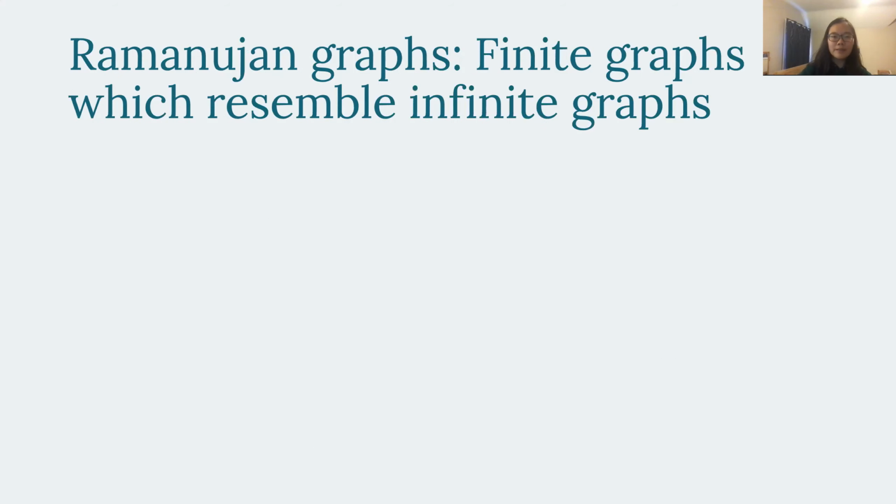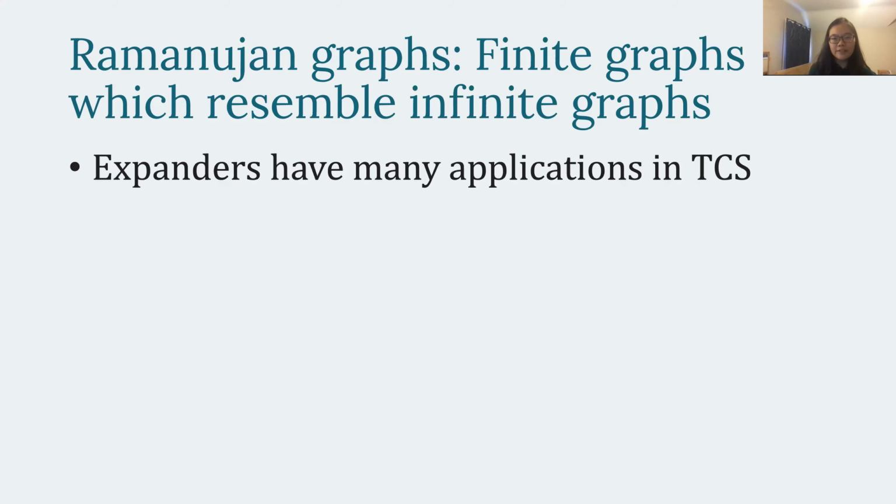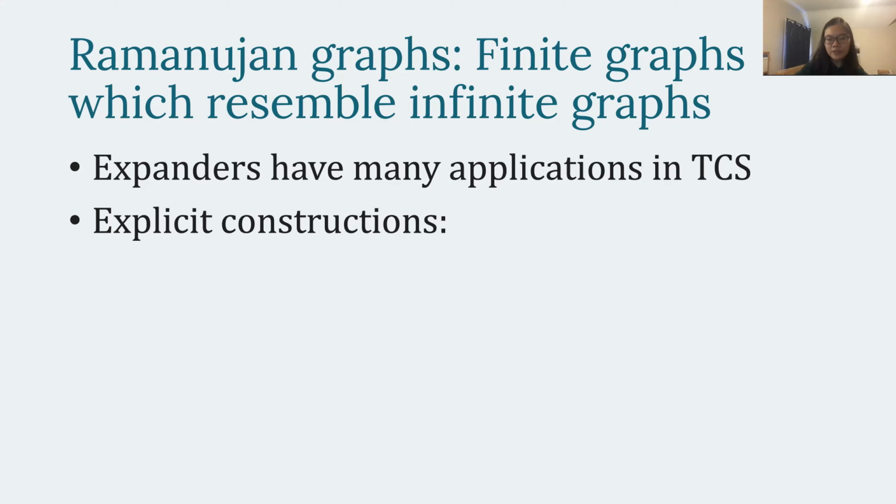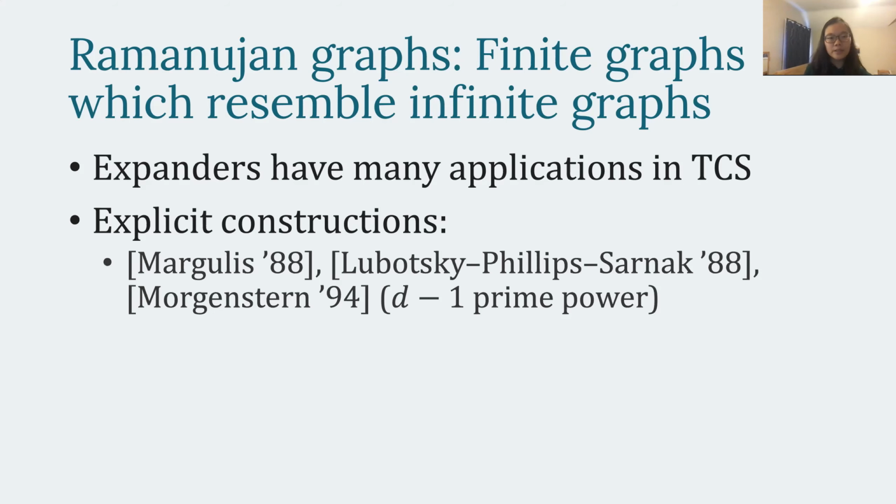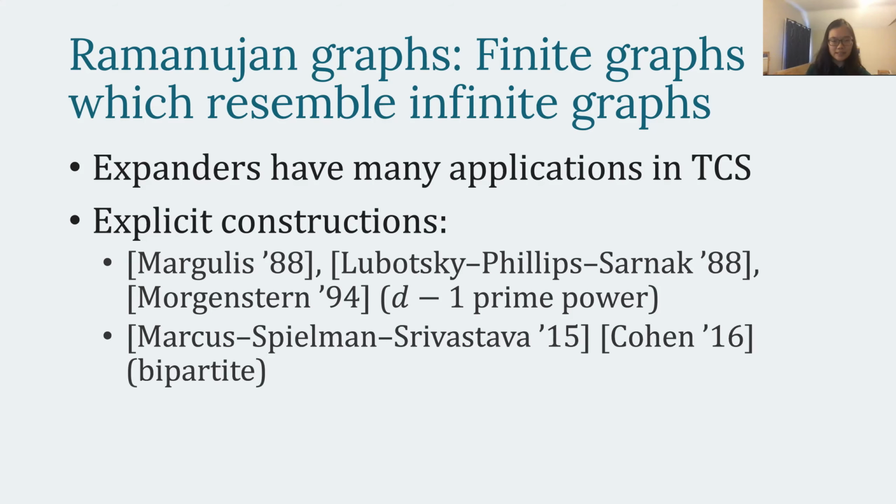And of course, expander graphs are super important in CS theory. They have many applications, for example, in pseudo-randomness and error correcting codes that I won't go into in this talk. And we also know many explicit constructions of Ramanujan graphs. For example, in the classical work of Margulis and Lubotzky, Phillips, and Sarnak, and Morgenstern, where they have algebraic constructions of Ramanujan graphs for d minus 1 being a prime power, where d is the degree of the graph. And also Marcus, Spielman, and Srivastava has a construction for bipartite graphs, which has been made explicit in the paper of Cohen.